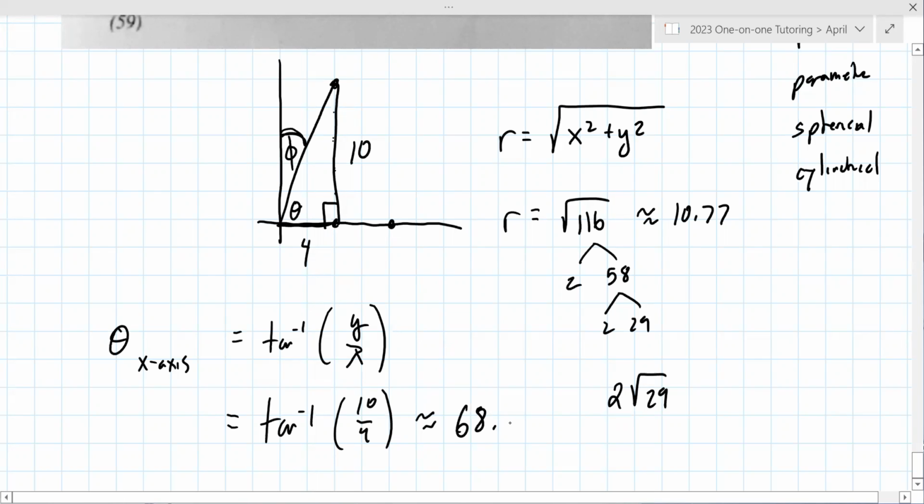68.12. Okay, so maybe 2 degrees. Does that look about right? Yeah, it's roughly right, not terribly off.